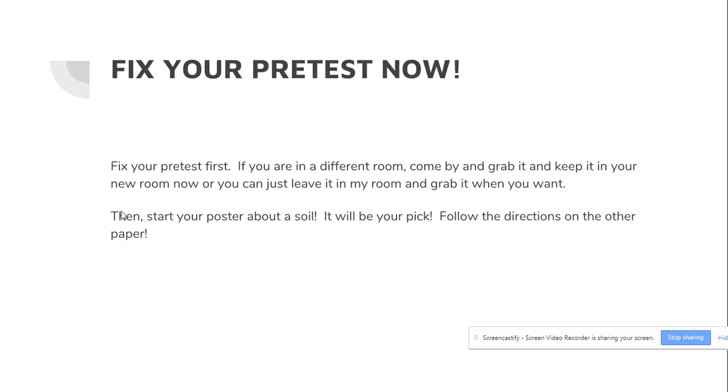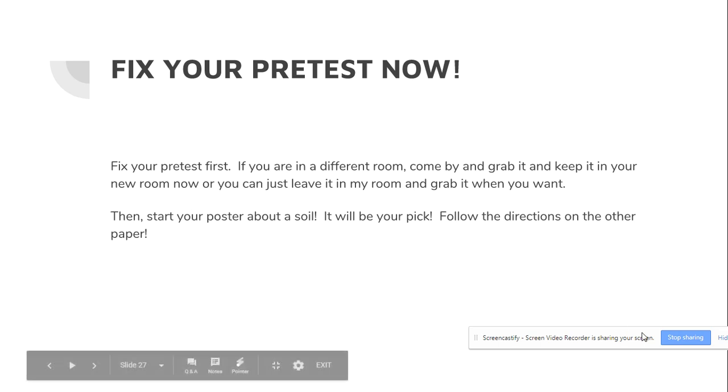All right, go fix your pretest. If it's in my room, come and grab it. You can either keep it in your new room or just keep it in mine and continually come and grab it when you need it. That's totally fine. Then you're going to start your poster about soil. It will be your pick on which one you do, but make sure you follow the directions on the other paper. Okay, guys, good job.